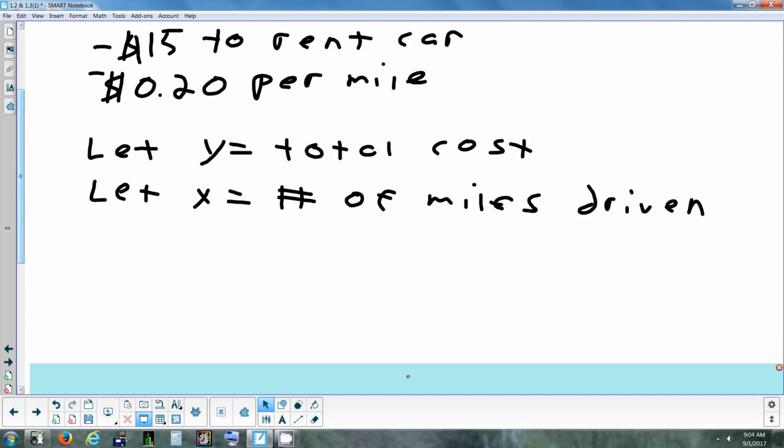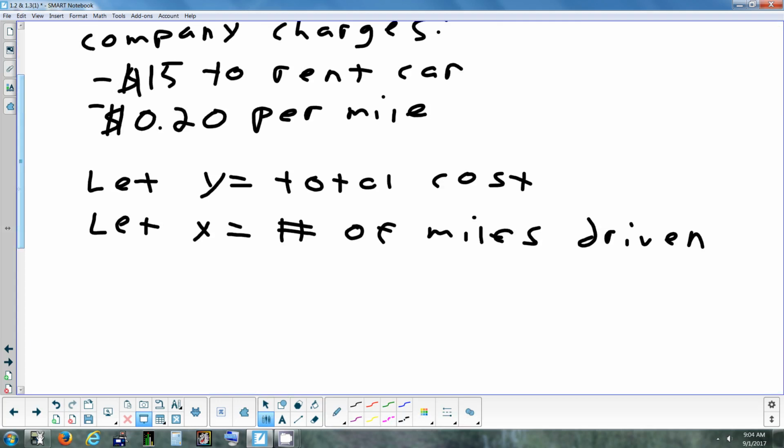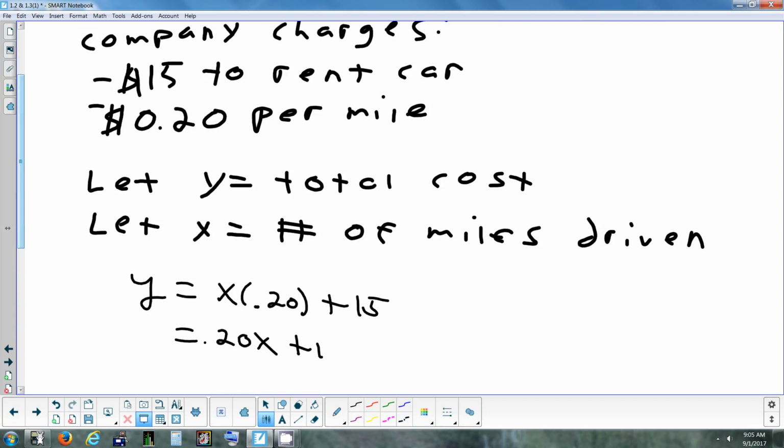Great. So anyone think they can give me an equation using X and Y to represent the situation above? Yep, Anna? Y equals X times 0.20 plus 15. Yeah, X times 0.20 plus 15. Did anybody switch the order of X and 0.20? Yep, that's fine too. If you wrote 0.20x, looking at that 0.20 as like a coefficient, that's also fine. The bottom one is more in y equals mx plus b form, but the top one is perfectly fine.